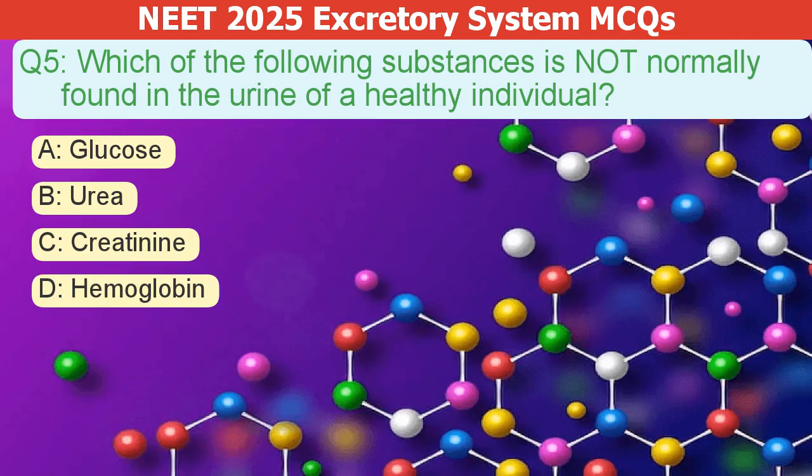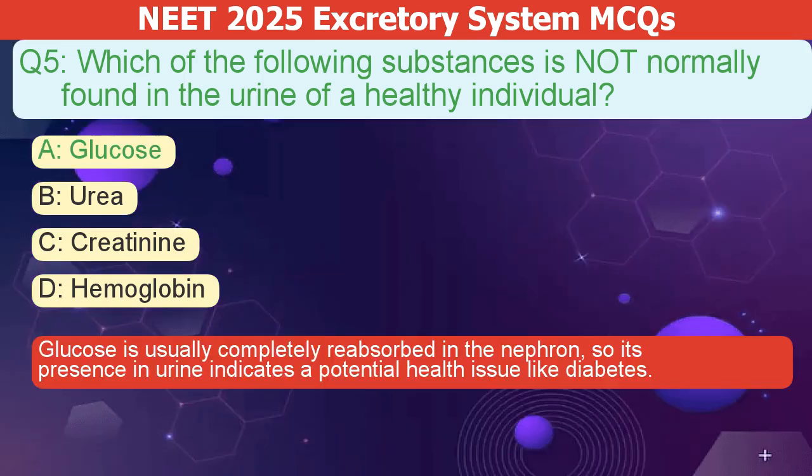Which of the following substances is not normally found in the urine of a healthy individual? A. Glucose. B. Urea. C. Creatinine. D. Hemoglobin. The correct answer is A. Glucose is usually completely reabsorbed in the nephron, so its presence in urine indicates a potential health issue like diabetes.